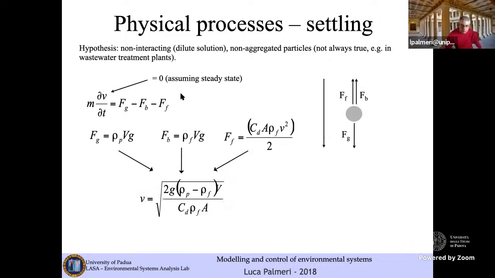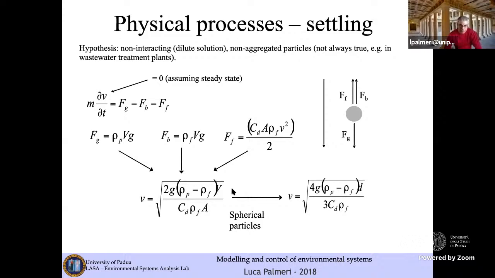this together, we obtain the classical model describing the settling speed of a particle that is equal to 2 times the gravitational acceleration times the difference between the density of a particle and the density of a fluid, times the volume of a particle, divided by the drag coefficient, divided by the density of the fluid, divided by the surface opposed to the motion of the particle, and all this is squared.